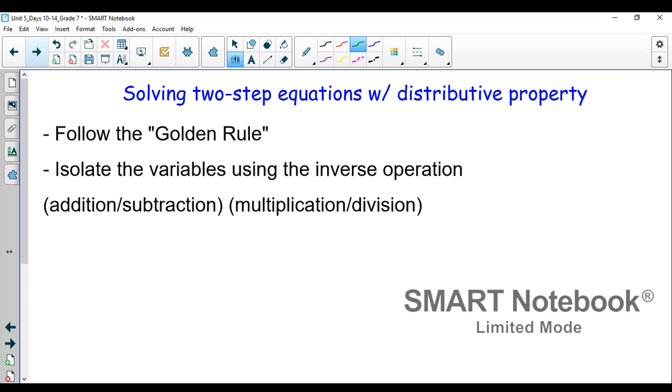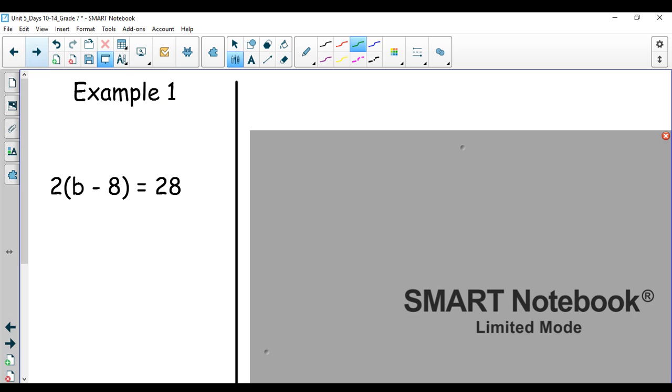Okay, so today we're going to be solving equations. We're just going to add another step where we have to distribute. So we're going to follow the same steps as yesterday. Whatever we do to one side of the equation, we do to the other side, and we're going to isolate the variables using the inverse operation. So here's the first example.